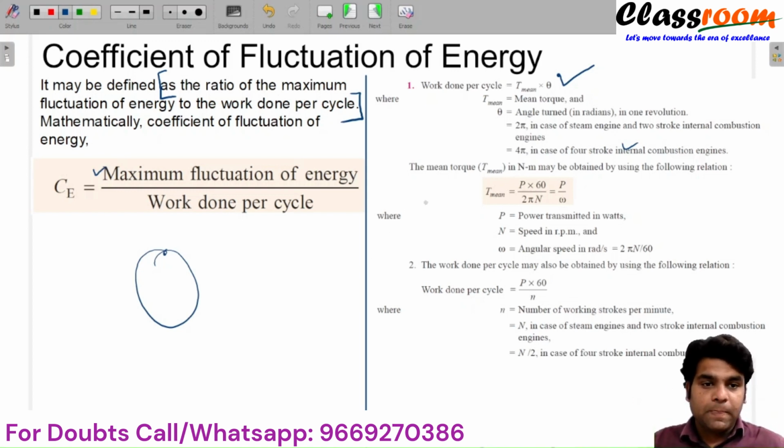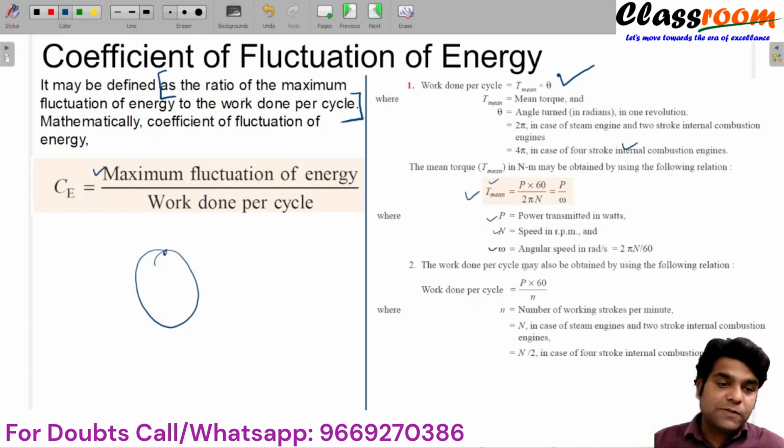T mean is the mean torque, which can be calculated by the formula of power, that P is equal to 2 pi N T by 60. If I rearrange this formula for the calculation of mean torque, then mean torque is P by omega, or P into 60 by 2 pi N, where P is the power transmitted in watts, N is the speed in RPM, and omega is the angular speed, which is given by 2 pi N by 60.